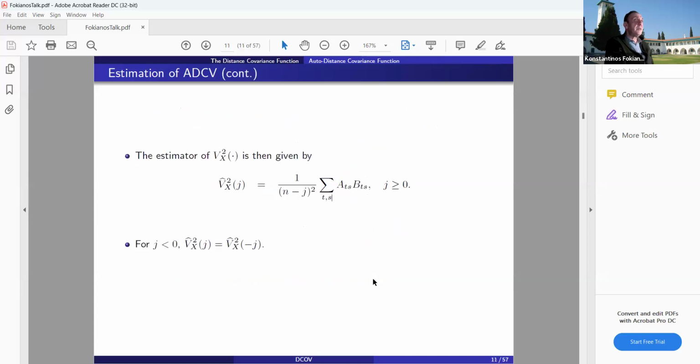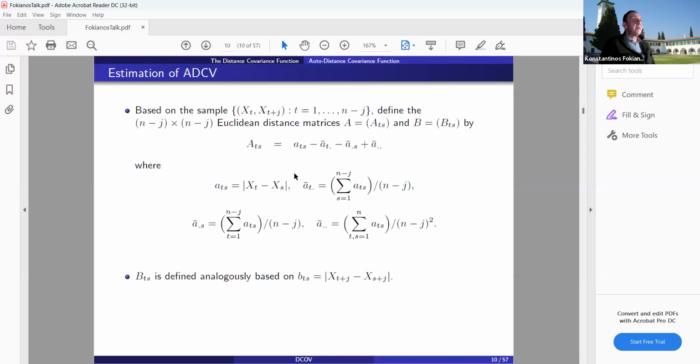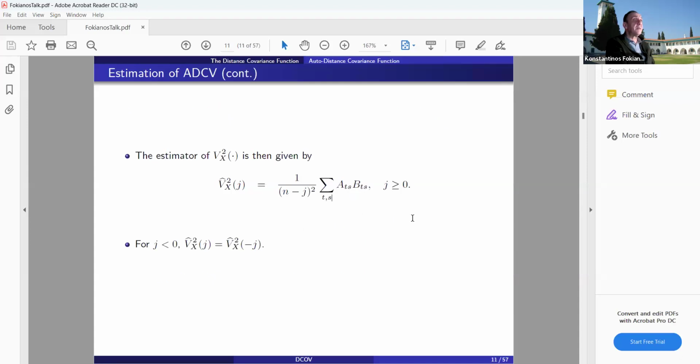So you can do this, and then this is the estimator for j positive. You have a closed form expression, and you can also define it for negative values because of the properties of the autocovariance, because of stationarity. So it's very easy. We just need to define a distance matrix, center across rows and across columns, and then take the grand mean of the observations. And we have the estimator.